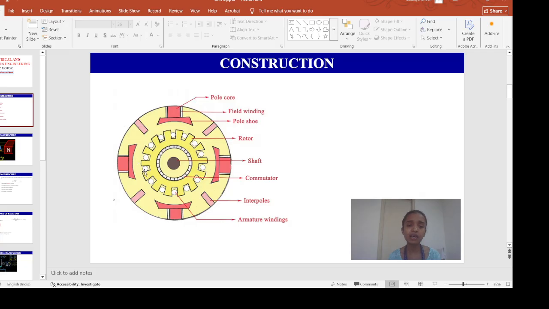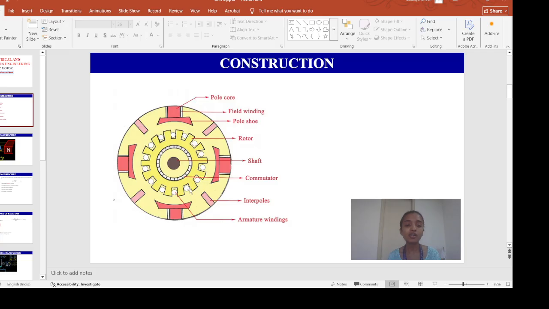Now if we move inside, then we have the rotor, the rotating or moving part of my DC motor. Now this rotor is called the armature. If you notice the outer edges of the armature, we have some slots. Now in these slots we have the armature winding.